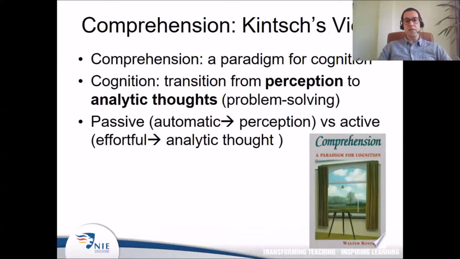So Kintsch looks at comprehension as a paradigm for cognition. And when we look at cognition, we can see that there is a spectrum in which you transit from perception, which is the rudimentary or basic type of cognition, probably common between us and other animals, our closest cousins like chimpanzees, and even other animals which are not apes, to analytic thinking, which seems to be specific to Homo sapiens, or humans, if you will.